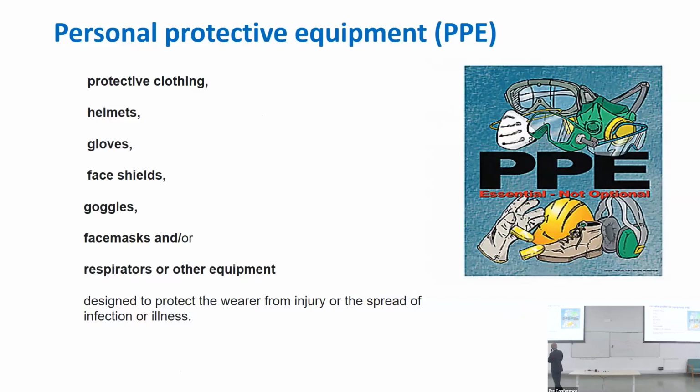So these are the personal protective equipment like protective clothing, helmets, gloves, face shields, goggles, face masks, respirators. All these things are supposed to protect individuals. It is not supposed to protect the society.